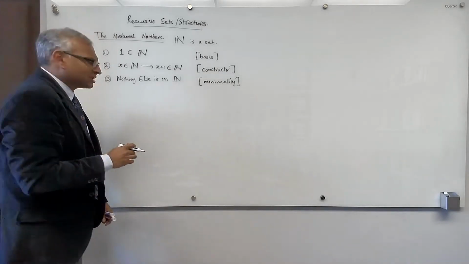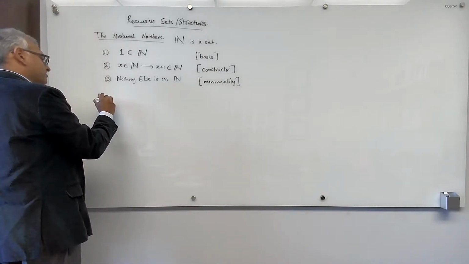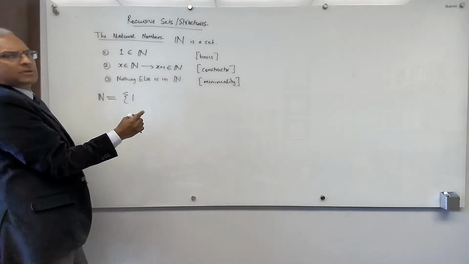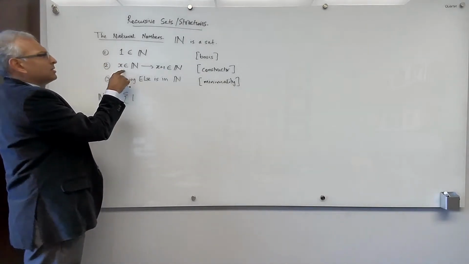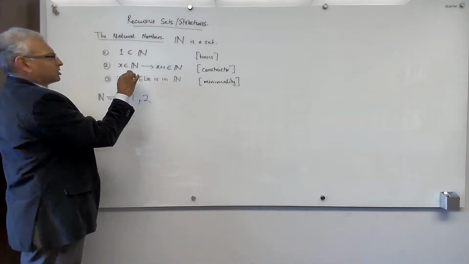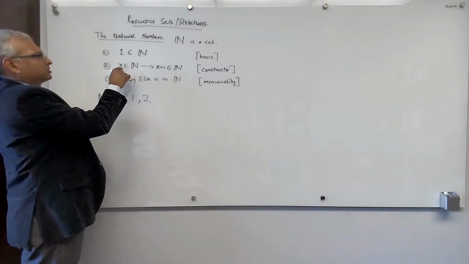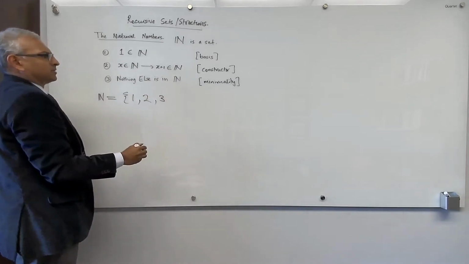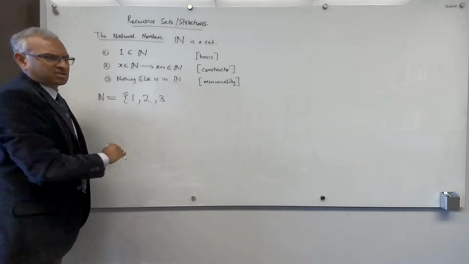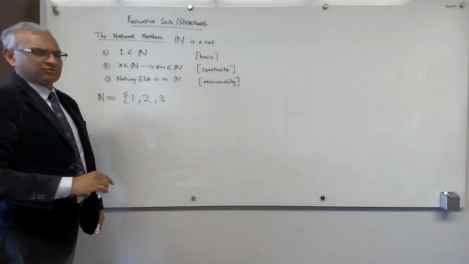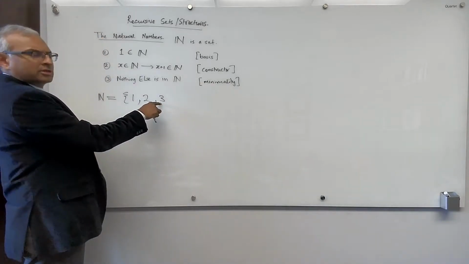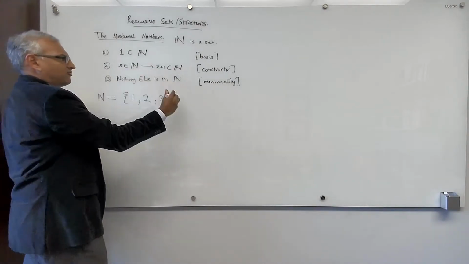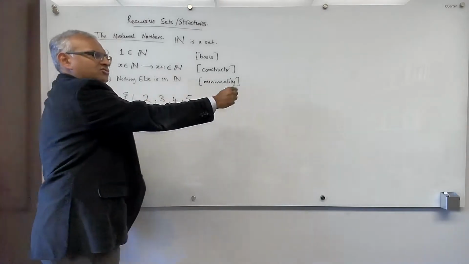Okay, so let's see, what is N? Well, we know that it has 1. But now we can apply the constructor rule. Because it has 1, we know that it has 2. Because 2 is in N, we know that it has 3. Sometimes we say that 3 is the successor element of 2 and 2 is the predecessor of 3. But forget about all that notation. Because 3 is in N, therefore 4 is in N. 4 is in N, so therefore 5 is in N.